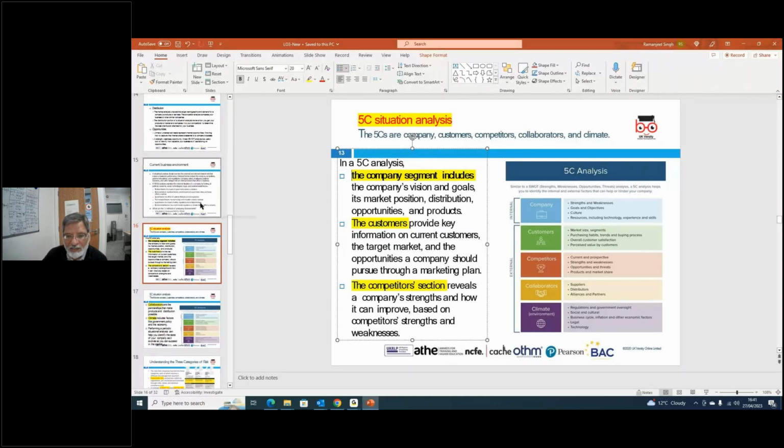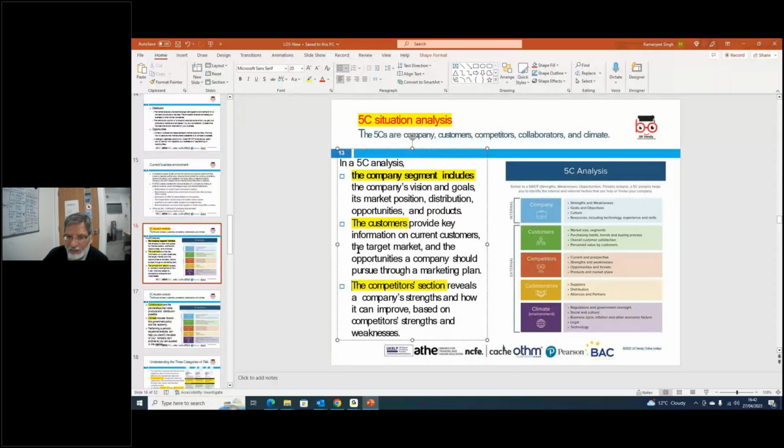The second one is the customers. What type of customers are they going for? Are they going for upper class customers, middle class customers, or lower class customers, or are they going for families, single unmarried or married couples? What type of customers are you aiming for? The segment. So the distribution will be according to the target market, the customers.